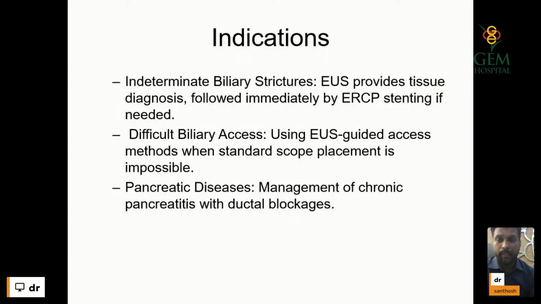The second indication is difficult biliary access. In a patient with altered anatomy where ERCP fails, we can use an EUS-guided access method and then complete the ERCP. Third is pancreatic diseases, like a patient with pancreatic malignancy. EUS helps in diagnosis, and if there is obstruction, we can use ERCP to drain the bile duct. And in the management of pain, we can use EUS for the celiac block.